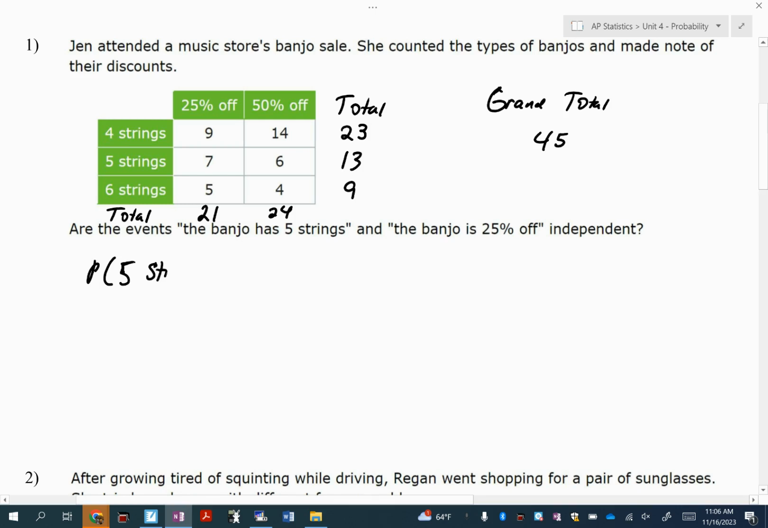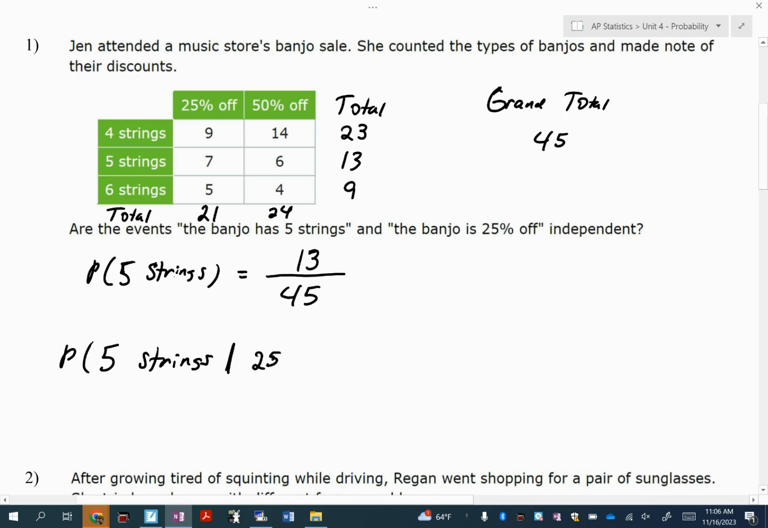So let's find the probability that the banjo has 5 strings. So this is looking at all the banjos and how many of them have 5 strings. 13, right? Because I don't care right now about if they're 25% off, if they're half off. Just if they have 5 strings. So go ahead and write that down. Now, I'm going to copy it down. But what is my given? What does my given need to be if I chose 5 strings?